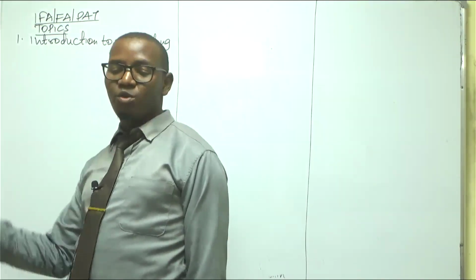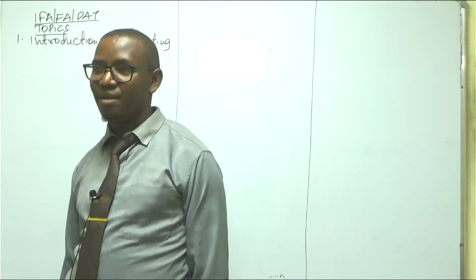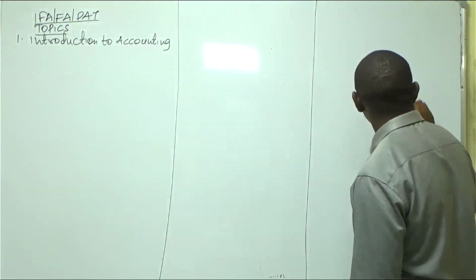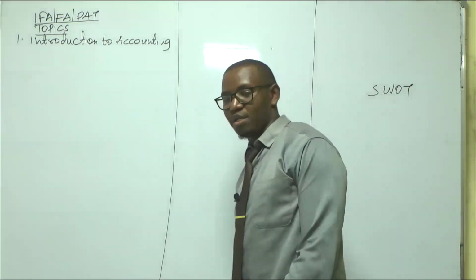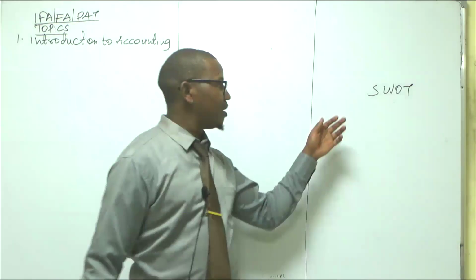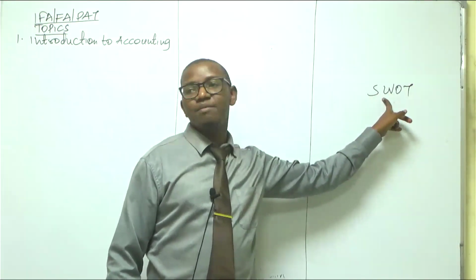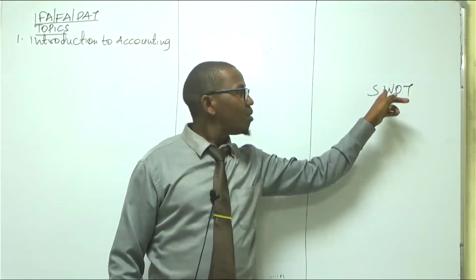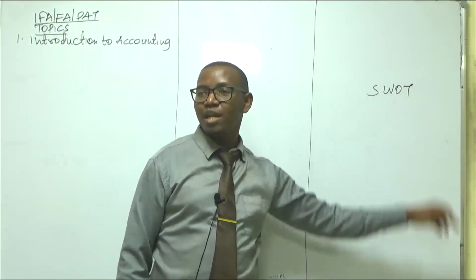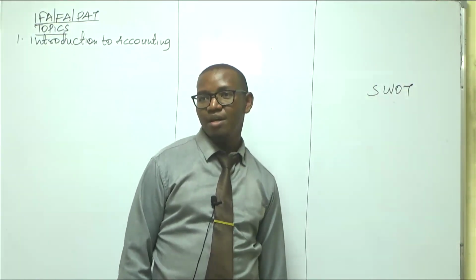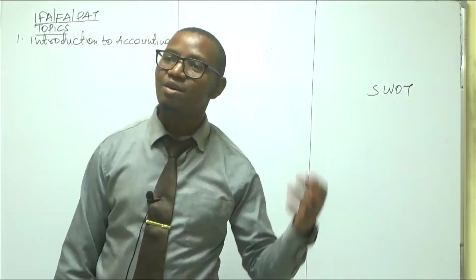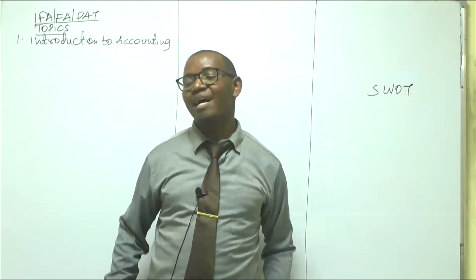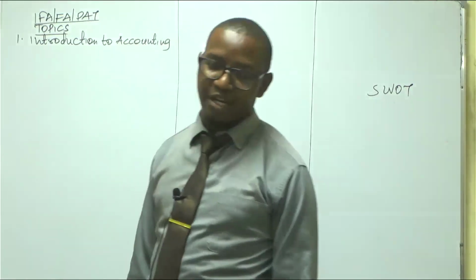We'll also see how we interpret financial transactions. This is normally done through what we call ratios. Ratios help us in doing SWOT analysis. Those that have done management know that SWOT analysis is a process that involves analyzing financial statements to determine the strengths, weaknesses, opportunities, as well as threats. So if you want to know the strengths, weaknesses, opportunities and threats of an organization, you do analysis, which we do via ratios.